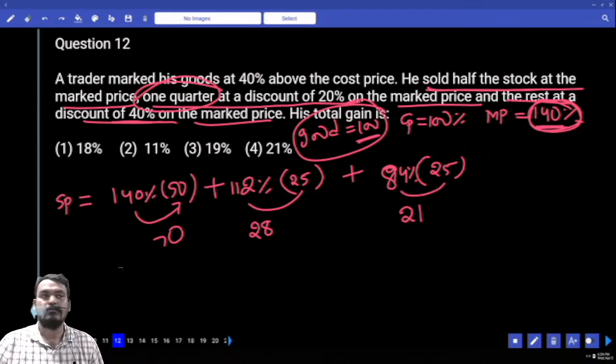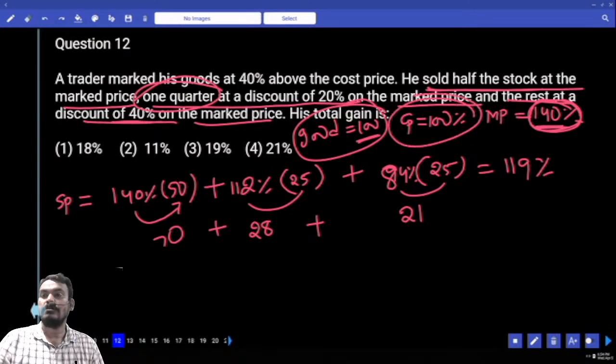What is the 84% of 25? 21. 70 plus 28, 98, plus 21, that is 119. So it is 119%. What is the cost price?